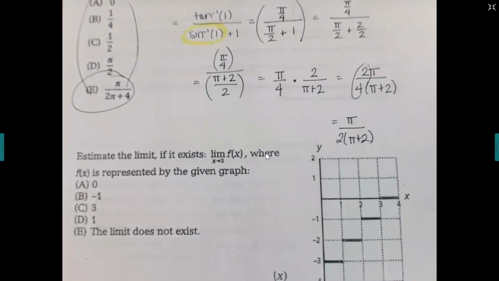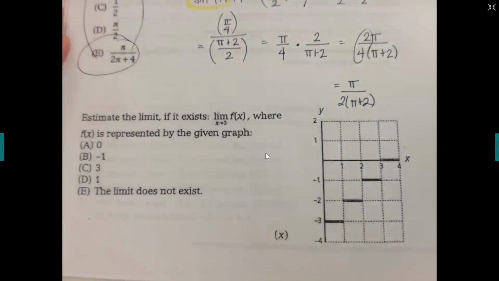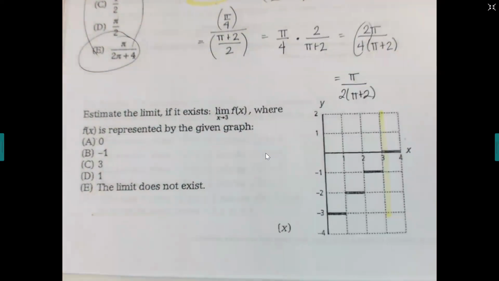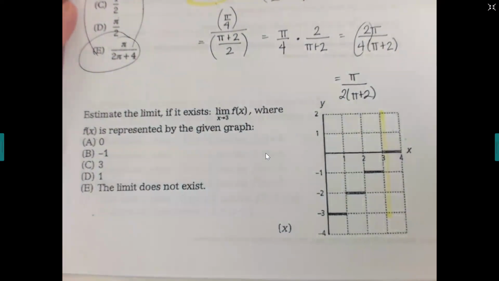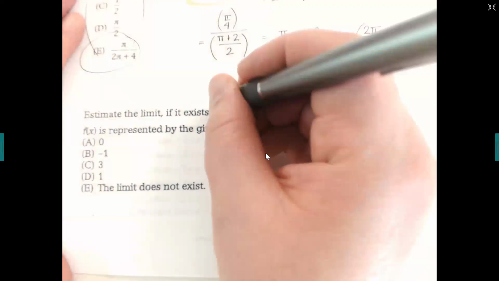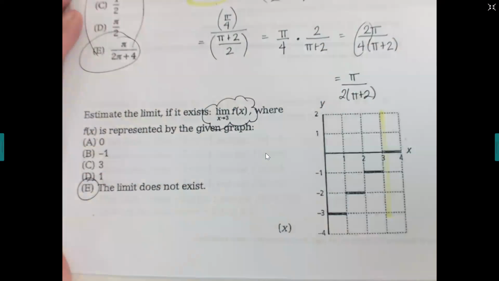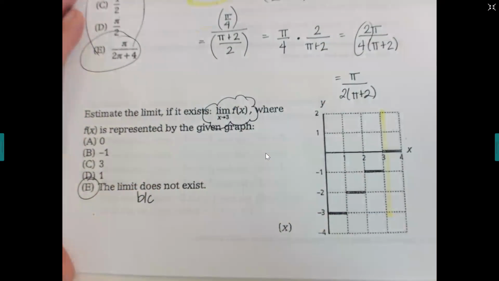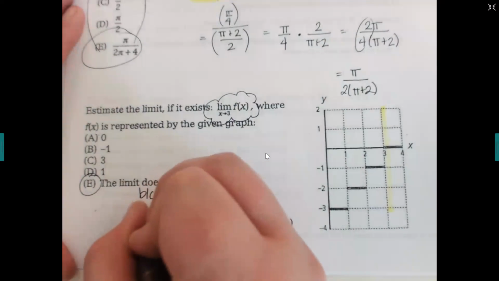Okay, one right below that, it asks you to find the limit as x approaches 3. Look at your graph. Yep, this is called the step function. I'm sure you don't care about that. Okay, but there's 3. What's the limit as x approaches 3? Okay, so on this side it's 0. On this side it's -1. Then what is this limit? D.